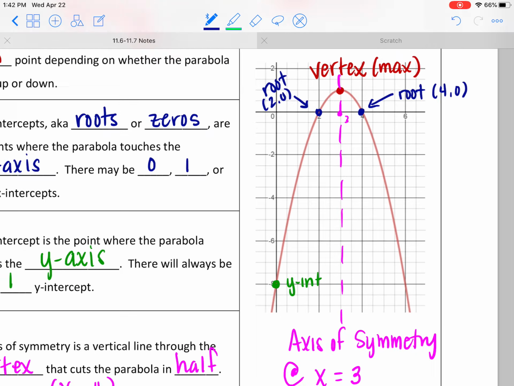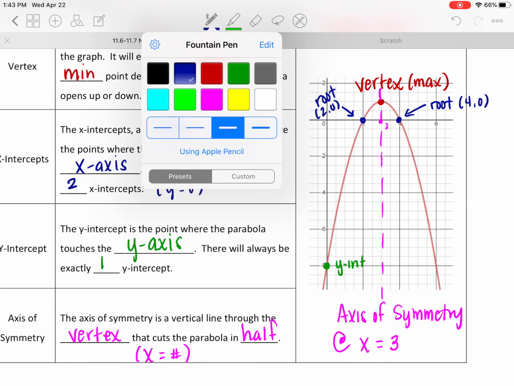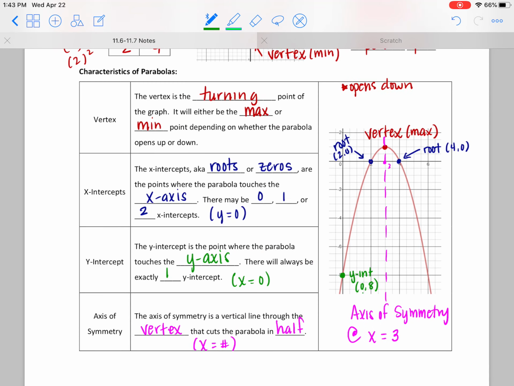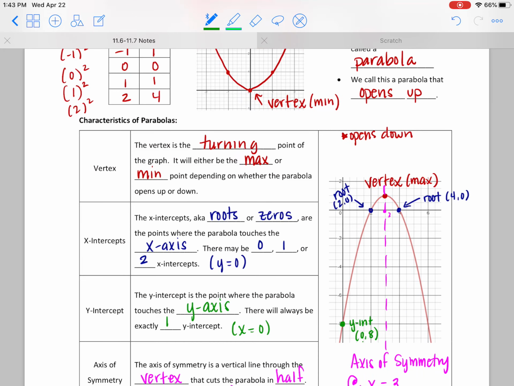Your roots, just to reinforce here, these are always on the x-axis, which means the y value would be 0. So this root is at (4, 0). This root is at (2, 0). So at your roots, the y is always equal to 0. And then at your y-intercept, this one happens to be at (0, 8). If it's on the y-axis, the x value has to be 0. Okay? So those are some characteristics of our parabolas, our quadratic functions, that we should be able to identify. Now, if I give you a graph like the one I have here, it shouldn't be too big of a deal to establish where those things are, but eventually we'll be able to find those characteristics without graphing as well.